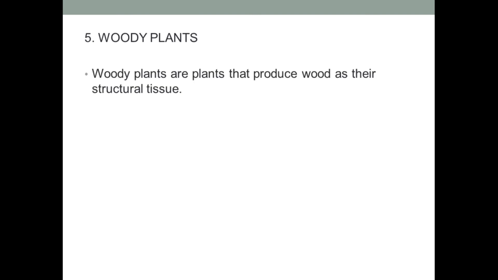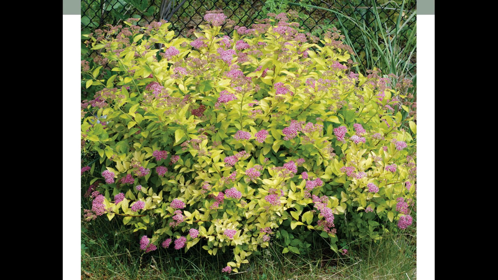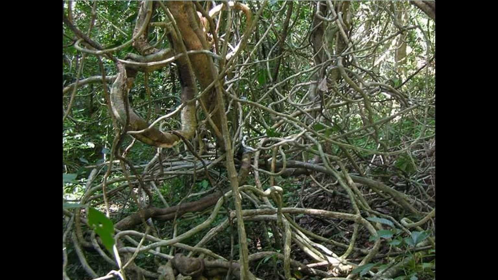Number 5, we've got woody plants. And these are plants that produce wood in their structural tissues, the type of wood that we see in trees and shrubs. They develop secondary stem tissue and a considerable xylem. They can either be shrubs or lianas, or they can also be trees. They can be grouped as deciduous or evergreen.